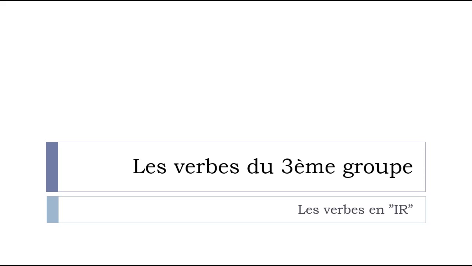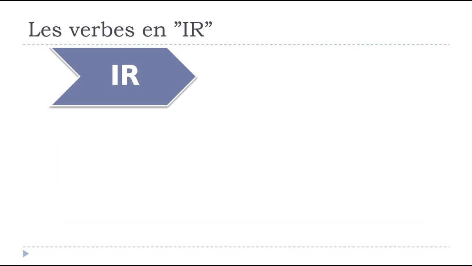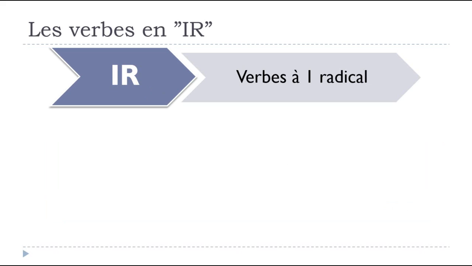Les verbes du troisième groupe, and more precisely, we'll see the verbs that are ending with ER. Remember, they can be quite tricky, so that's the reason why we will take the time to have a look at them. Basically, in that case, the verbs ending with ER, we'll see three categories. The first one will be what we call les verbes à un radical. We'll see that a bit later, but radical is the stem, the root. So actually these ones are quite easy to conjugate.